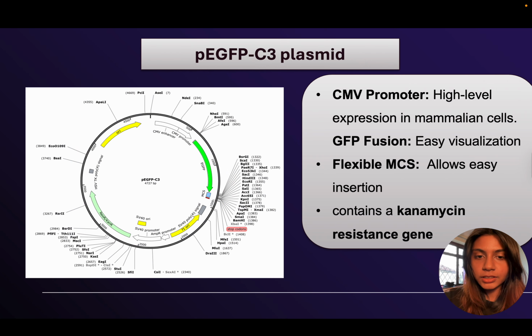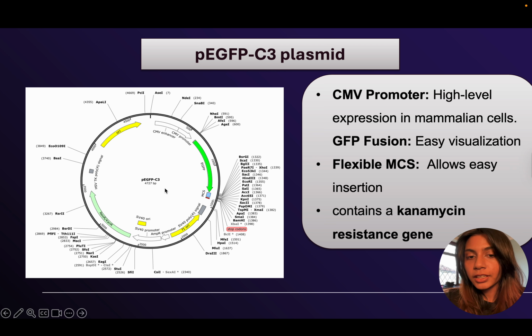After that, I constructed my plasmid. This is my plasmid, and it is very important because it has a CMV promoter that ensures high-level expression in mammalian cells. It also has an EGFP fusion that helps me do real-time visualization of my beta-actin in live cells. It also has a multiple cloning site, which makes it easier for me to insert my beta-actin. Amazingly, it also has a kanamycin resistance gene, which will help me do my antibiotic resistance study for confirmation.